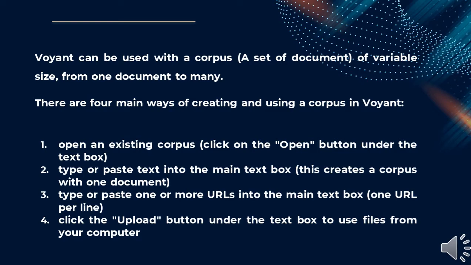First, open an existing corpus and click on the Open button under the text box. Second, type or paste text into the main text box, and this creates a corpus with one document. Third, type or paste one or more URLs into the main text box, one URL per line. Fourth, click the Upload button under the text box to use files from your computer.